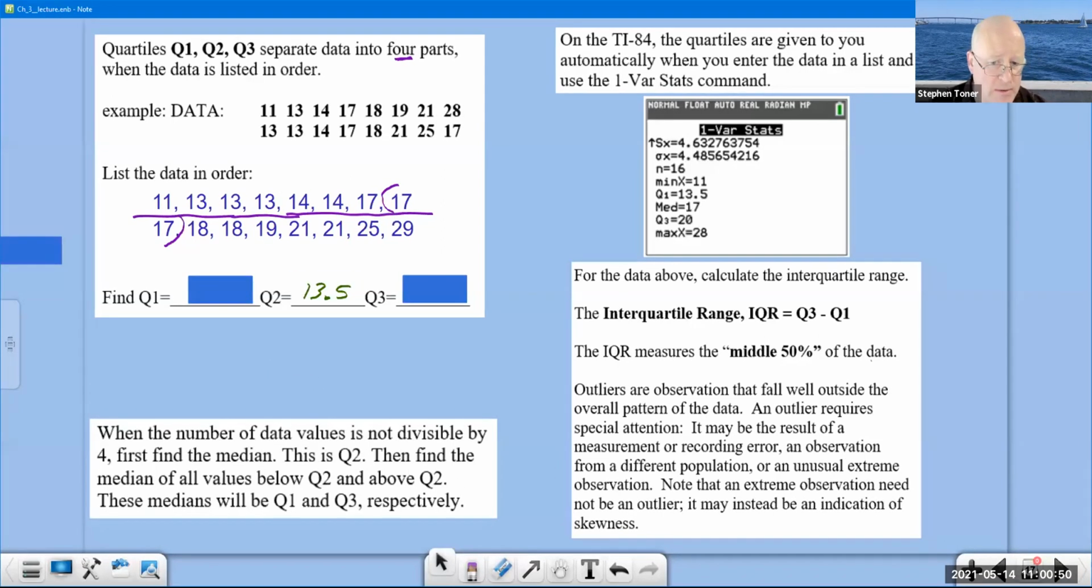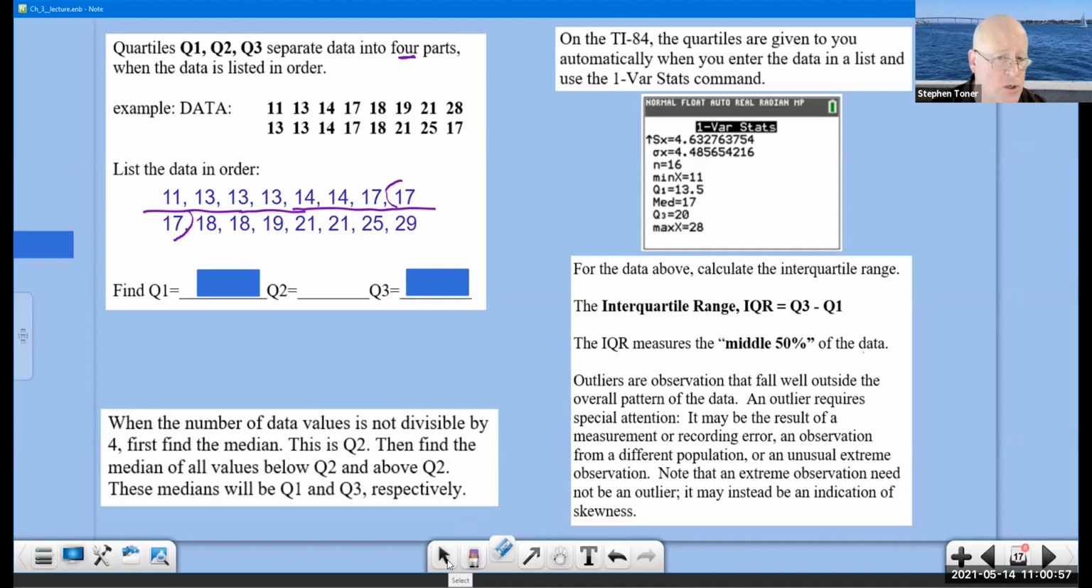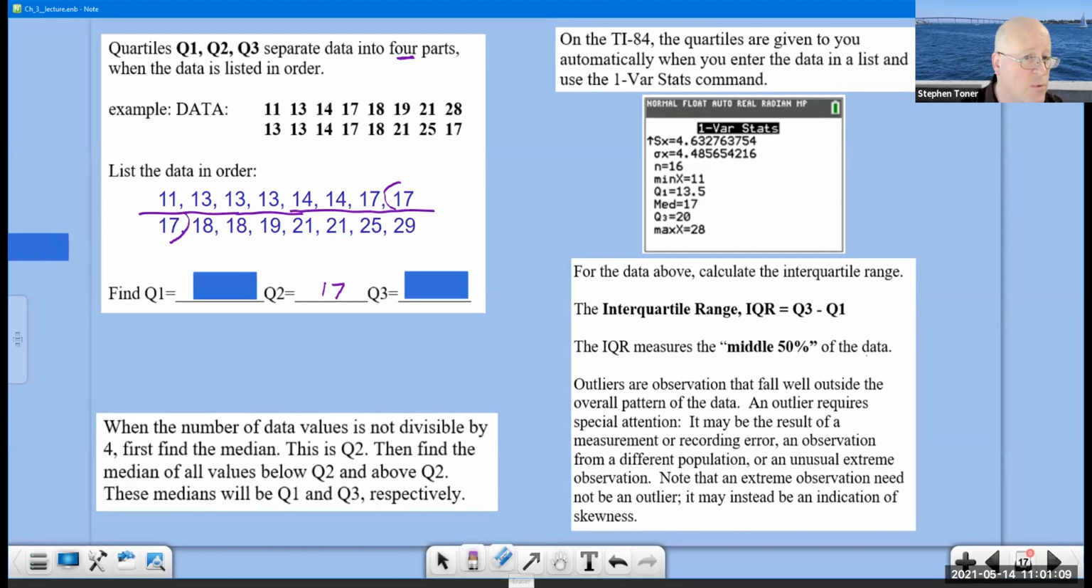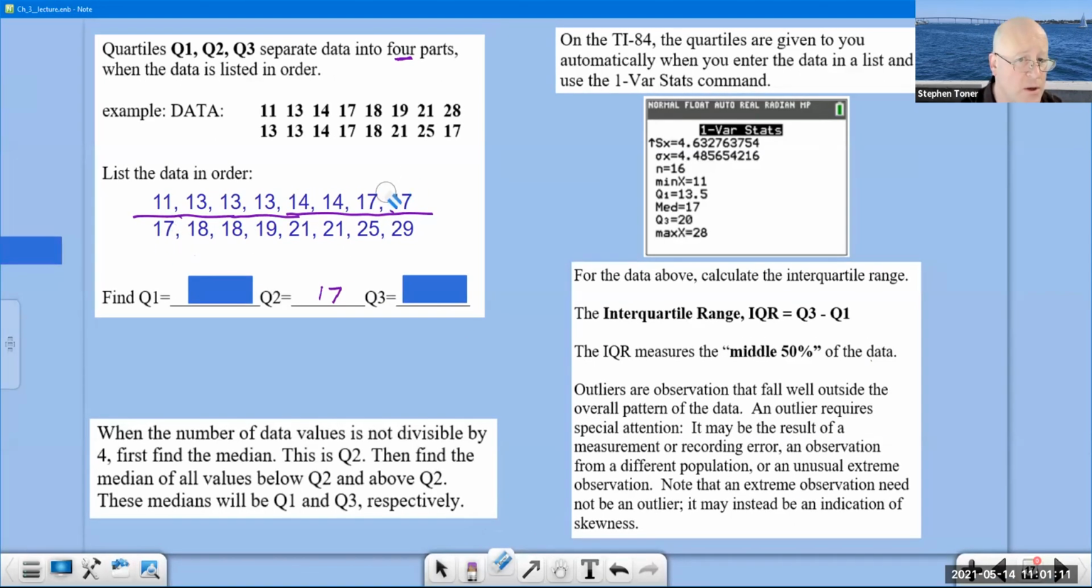So I'm going to tell you, wow, that should not be 13.5. I should tell you that that quartile here should be 17, or the median should be 17. I had a typo there, or a printo, so to speak. That should be 17. Now the first quartile is going to be the halfway point of the first half. So if I were to have broken this data set into 4 parts, it's almost as if I drew another line right down the center so that I have 4 groups of 4 data values each.